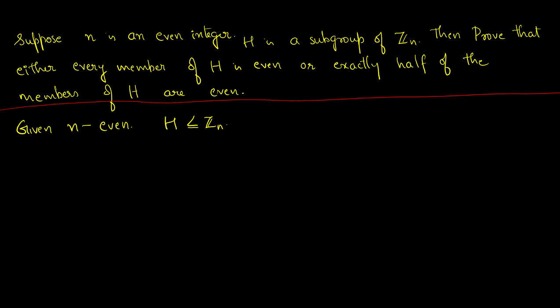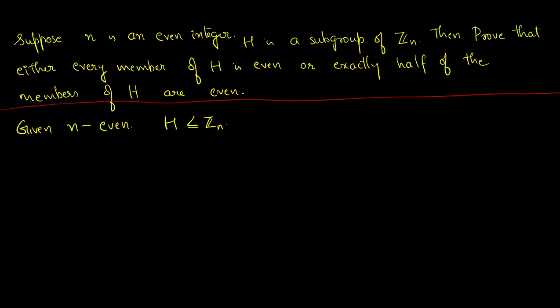Suppose we are taking a subgroup H whose cardinality is, for example, 10. Suppose it has an odd element, then 5 of the elements in H will be even, and 5 of the elements in H have to be odd. There cannot be a mix up like 6 of them are even and 4 of them are odd. It is going to be exactly half. In other words, we can also say that exactly half of the members of H are odd. So let's try to prove this.